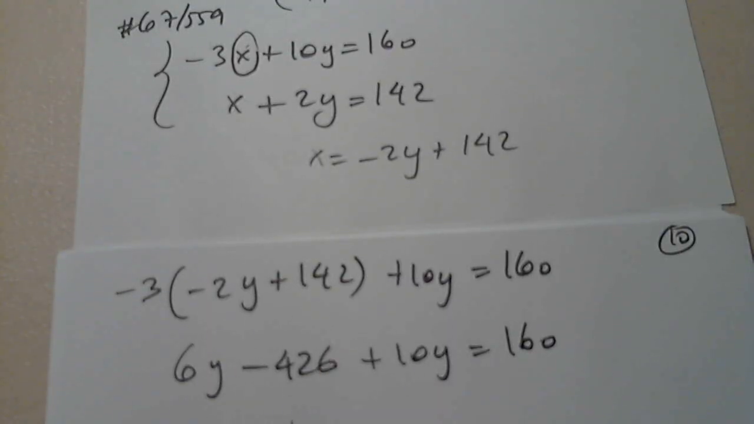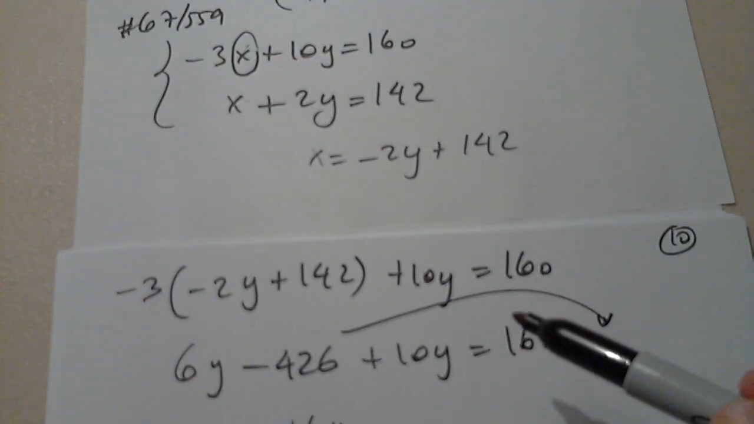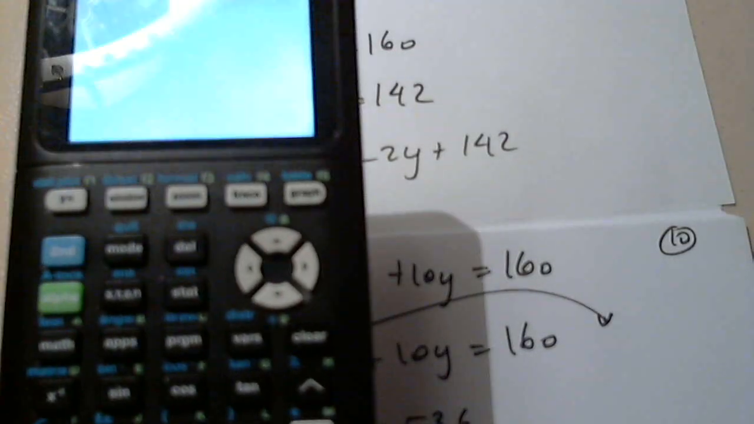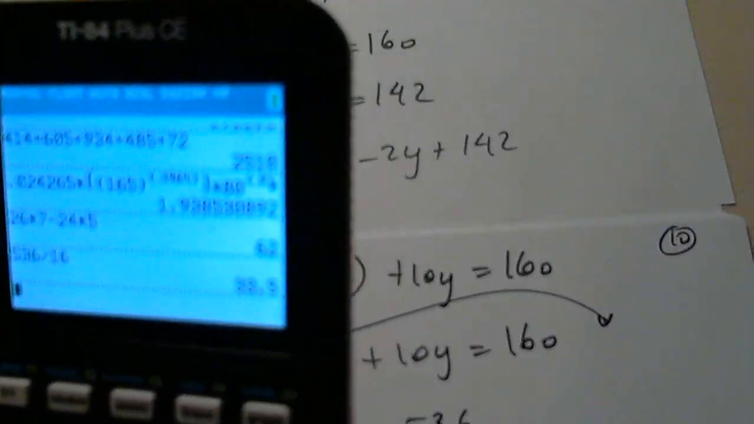10y plus 6y is 16y. I move this to the other side. 426 plus 160 is 536. And I'll see what I get when I divide 536 by 16. Good, 33.5.